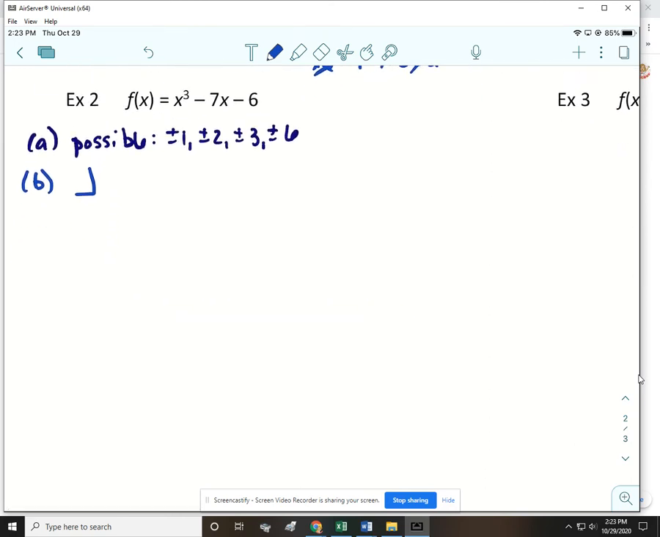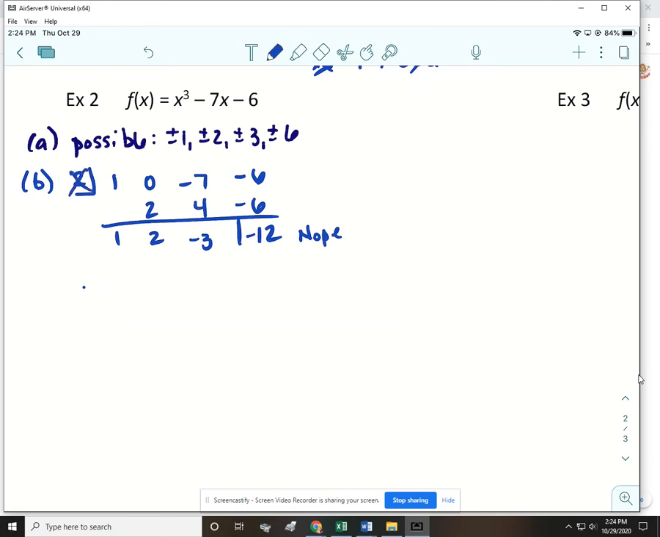So you can start with negative 1, or you can start with 2, or wherever. It's really just guessing. So I'm just going to start with 2 and see what happens. Now I did fill in a 0 for x squared because it was skipped. All right, so I get a remainder of -12, so that is a big no. It is not one of your zeros, so 2 did not work. So then you just go to another one. You could go to -2, or you could go to -1, or you could go to 3. I'm just going to go to 3 because I'm just trying numbers.